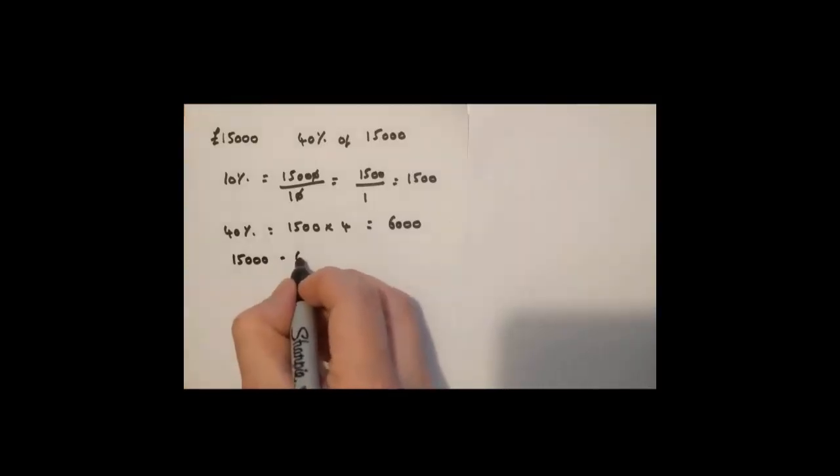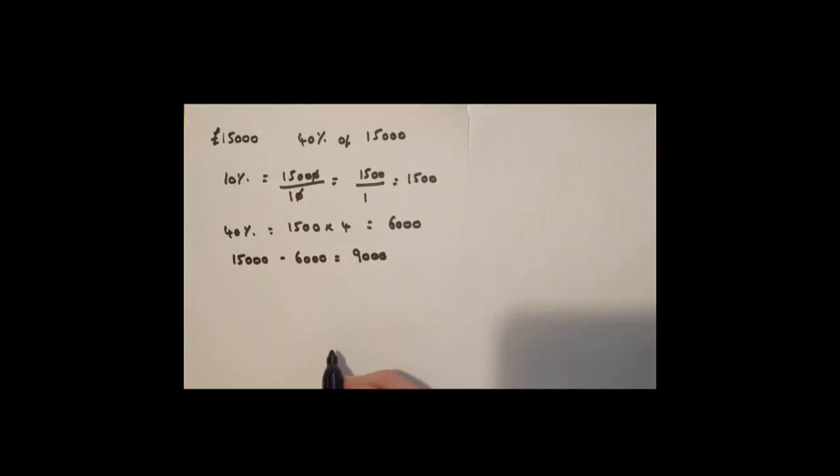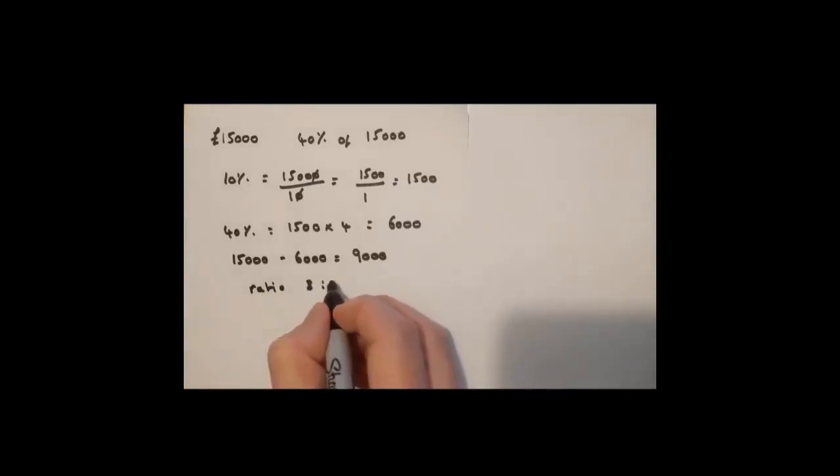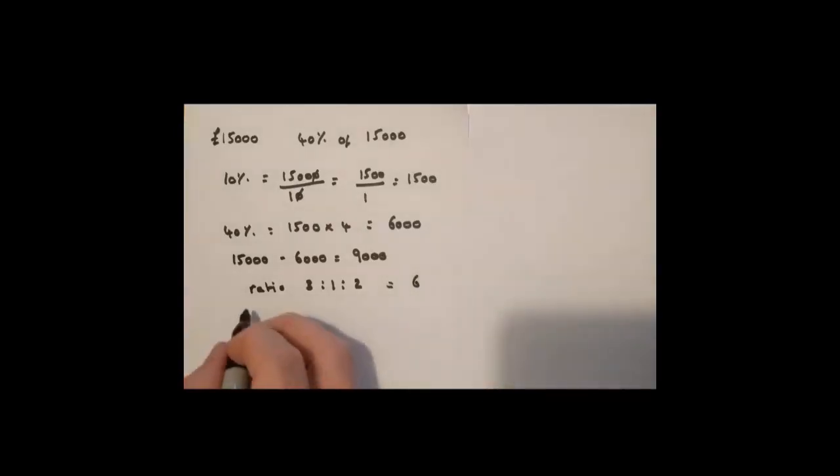We now need to take that away from the 15,000, so 15,000 take away 6,000 gives us £9,000 left. We now need to divide that into the ratio of 3 to 1 to 2, so 3 plus 1 plus 2 gives us 6, and we now need to do 9,000 divided by 6, and that gives us 1,500. To work out how much she spent on entertainment, we need to look for the correct ratio, which is the ratio of 2, so 1,500 multiplied by 2 equals 3,000 on entertainment.